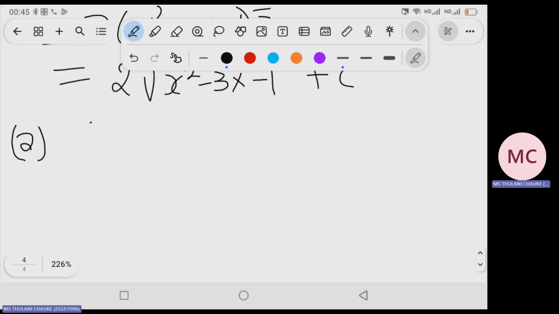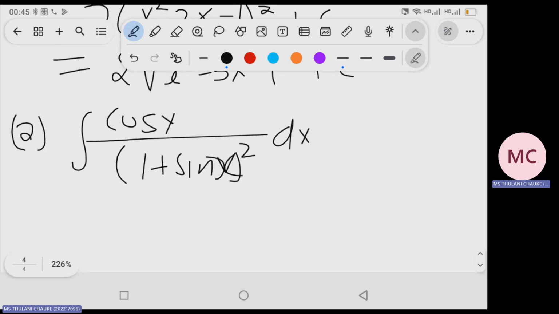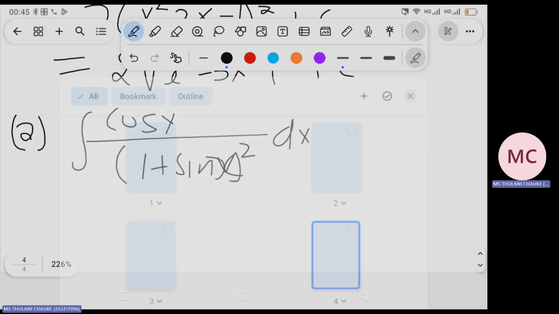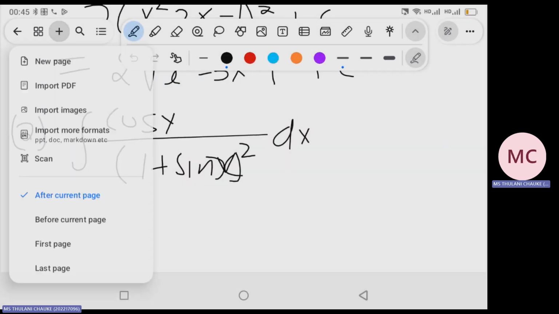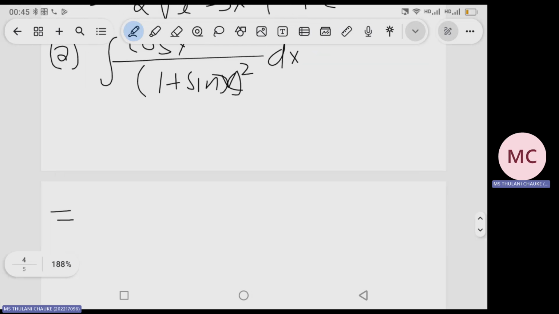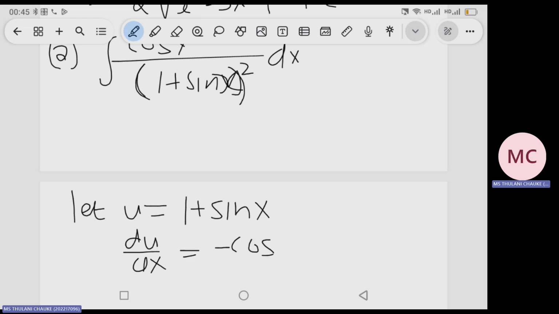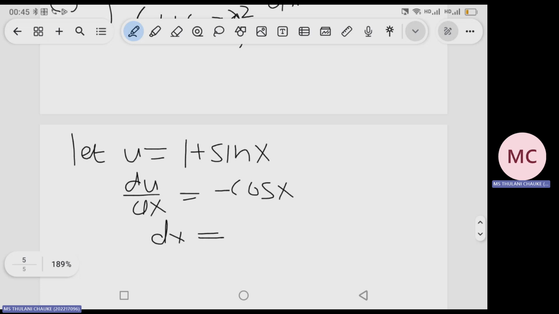We're having the integral of cos x over 1 plus sin x all squared dx. Then this one, let's add a new page. So with this one, you are going to start by saying, we're going to let our u be whatever is inside this bracket. Then du over dx will be equal to negative cos x. Then dx will be equal to du over negative cos x.